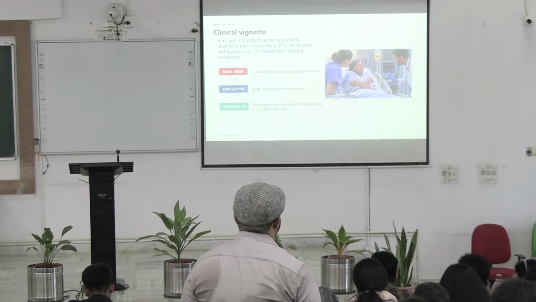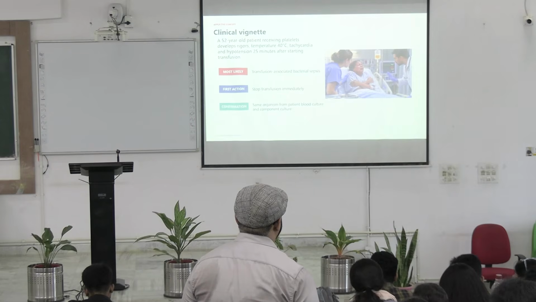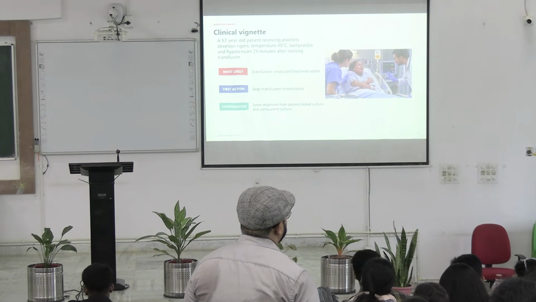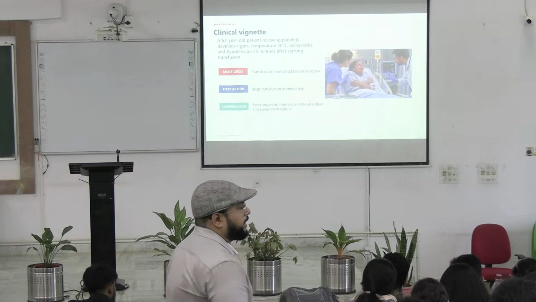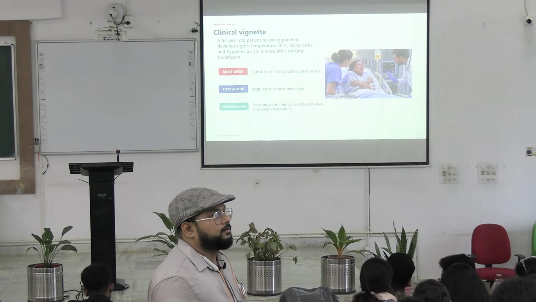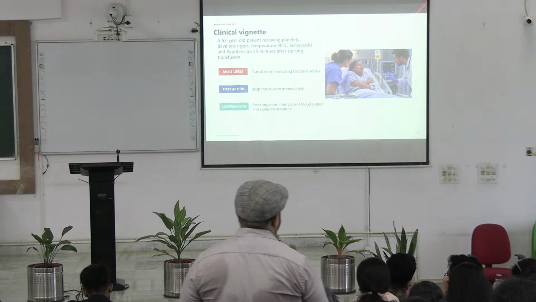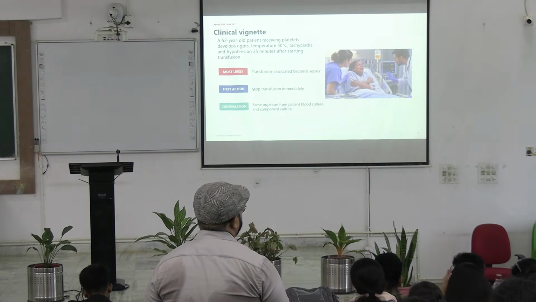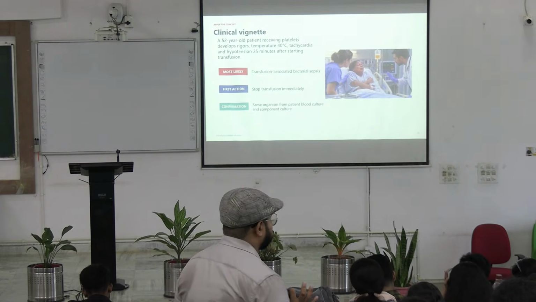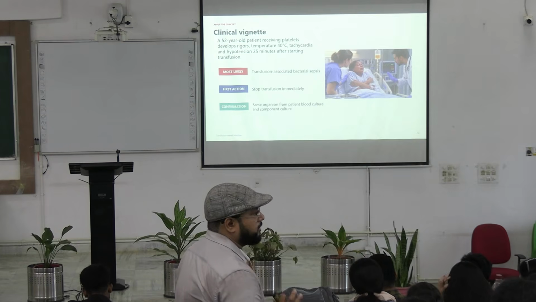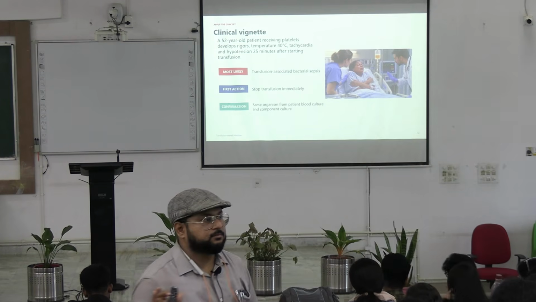Second, confirmation is the organisms from the patient's blood culture and component culture. We will immediately send the blood for culture. If any organism grows positive after 24 or 48 hours, we can say okay, this might be the culprit, otherwise we can say this is TRALI. This is how the diagnosis is made at the bedside.